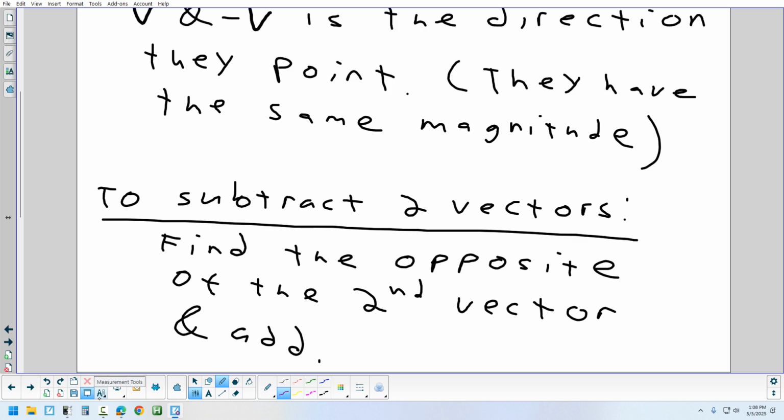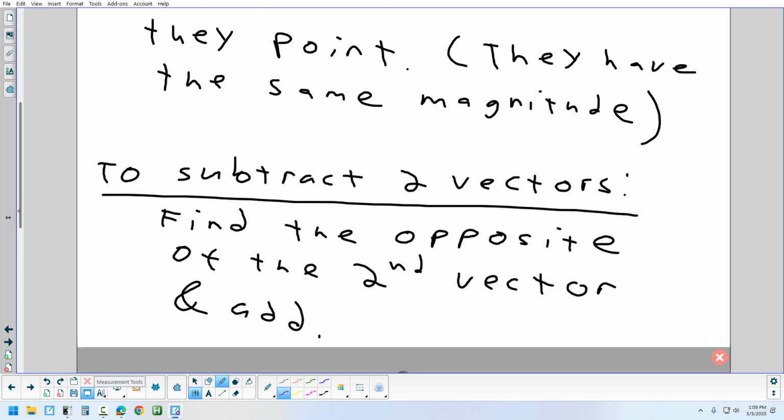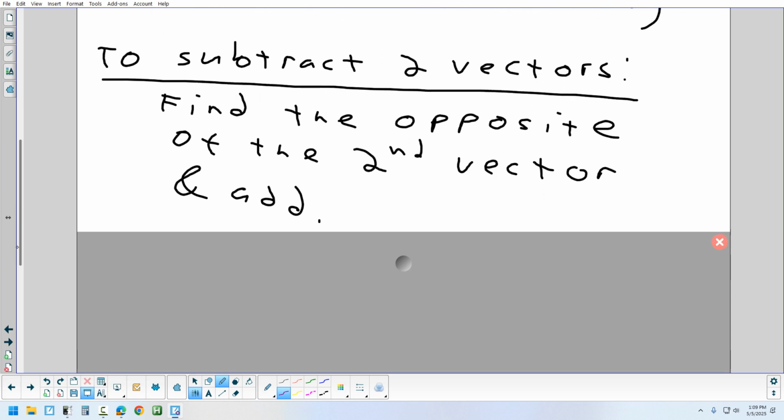Are we gonna be multiplying vectors? Not today or tomorrow. That'll be Wednesday. No, we might get to that tomorrow. I'm a little off because we're doing the lessons in a different order. But yeah, we might get to that tomorrow. Can we divide vectors? No, there's no such thing.